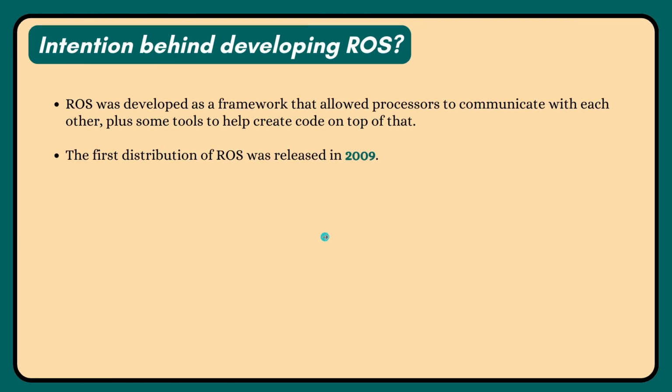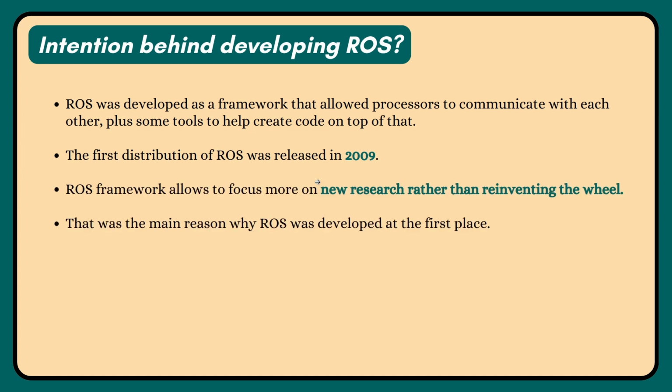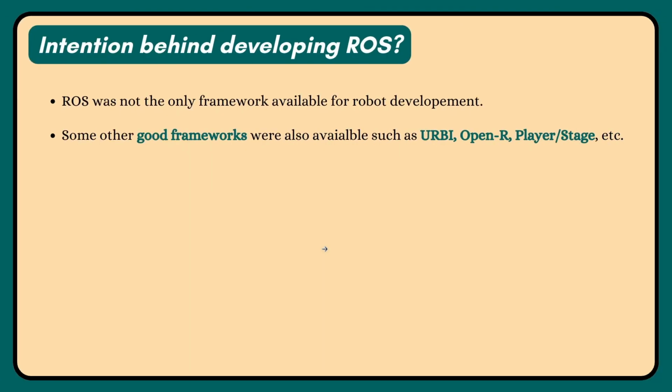ROS was developed as a framework that allows the processes to communicate with each other, plus some additional tools to help to create code on top of that. That was the main intuition behind that. And the first distribution of ROS was released in 2009. ROS framework allows us to focus more on new research rather than reinventing the wheel. That was the main reason why ROS was developed in the first place.